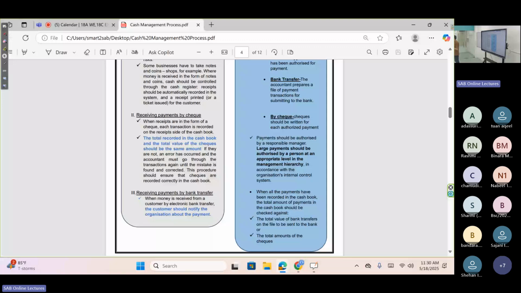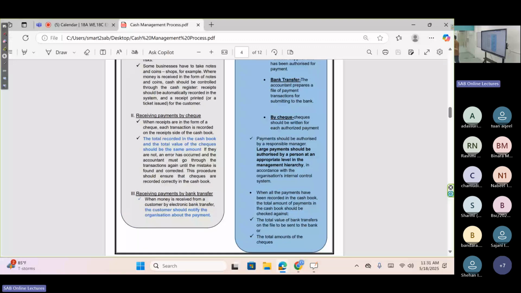Okay. So, if you do direct deposits, you have to send bank slips to the relevant supplier. Then only they will set up your accounts.